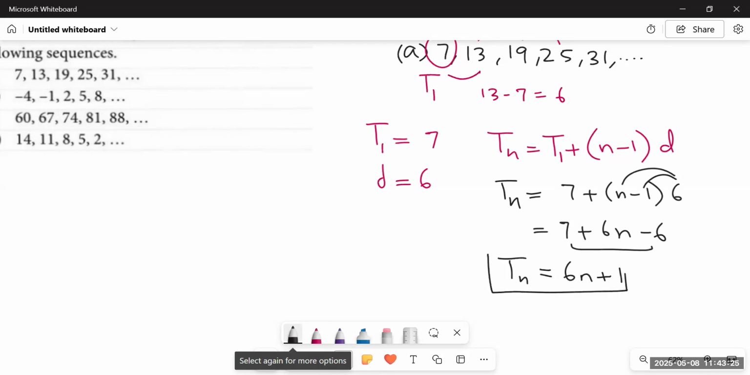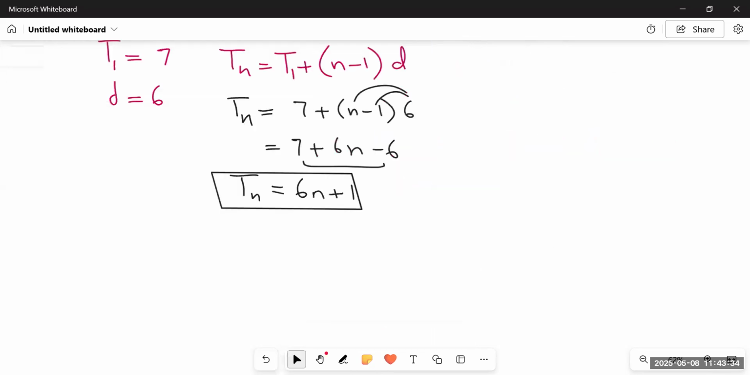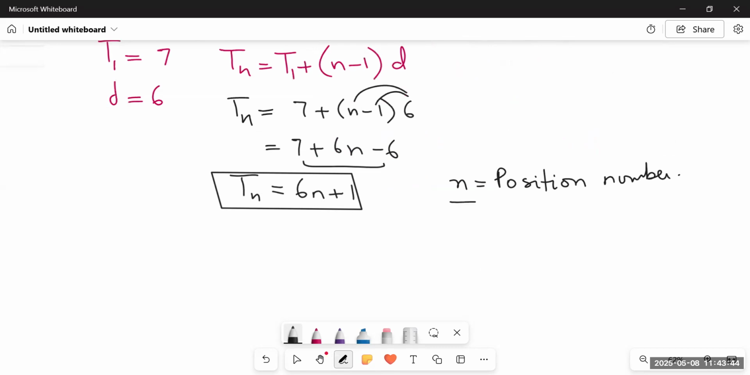Tn means the term, right? And n means the position number, right? n means the position number, and Tn means the term at that position. You must understand the difference between the two.